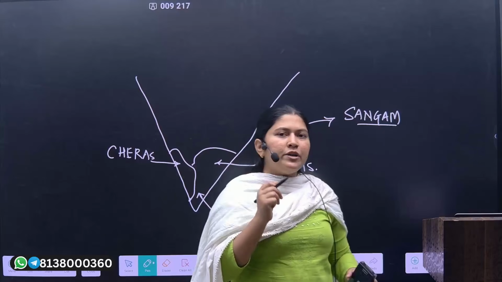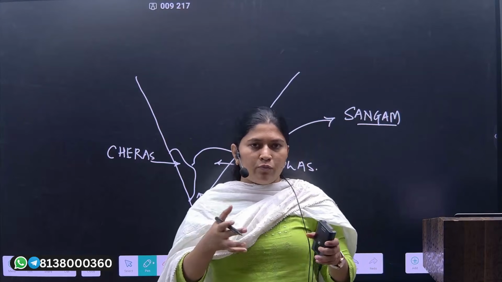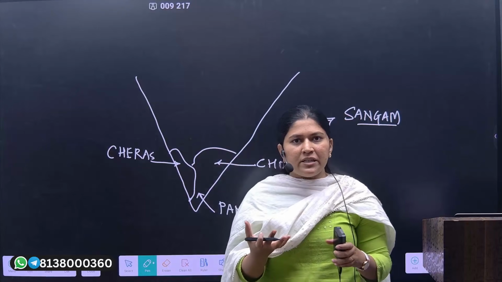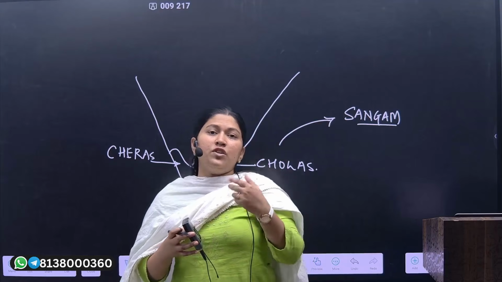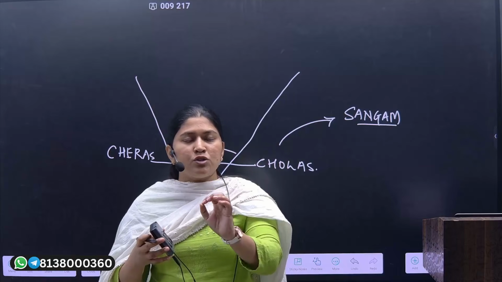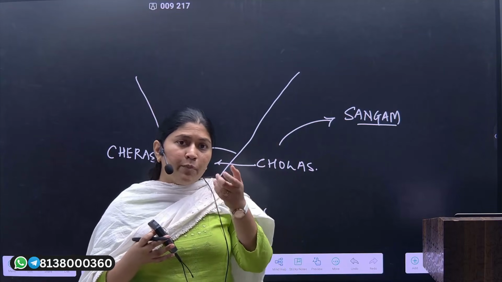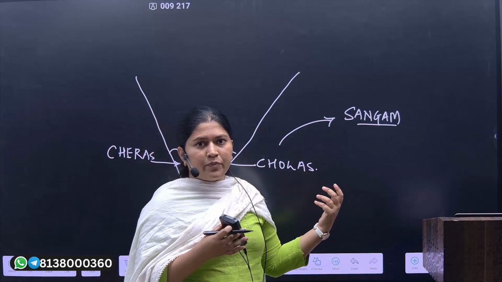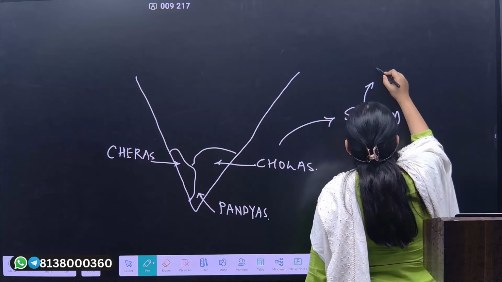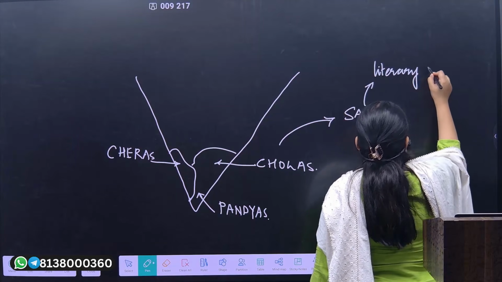So what happened during these assemblies? People gathered; different kings from different courts used to gather. They discussed and shared their experiences, and many poets wrote down all the literature and all the stories of these assemblies. That is why we come to know about the Sangam period. So the Sangam period mainly focuses upon the literary sources.